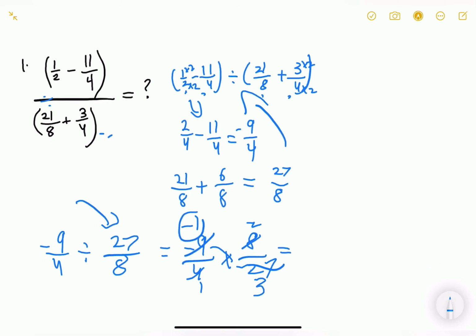Now we can multiply across way easier. So what's 1 times 3? 1 times 3 is 3. And then what is negative 1 times 2? Negative 1 times 2 is negative 2. Now our final answer is going to be negative 2 over 3.